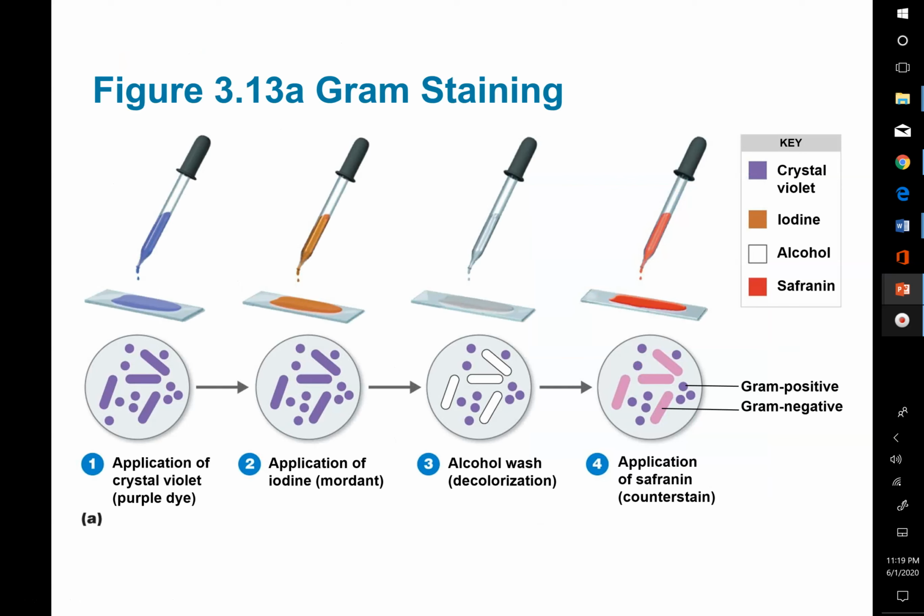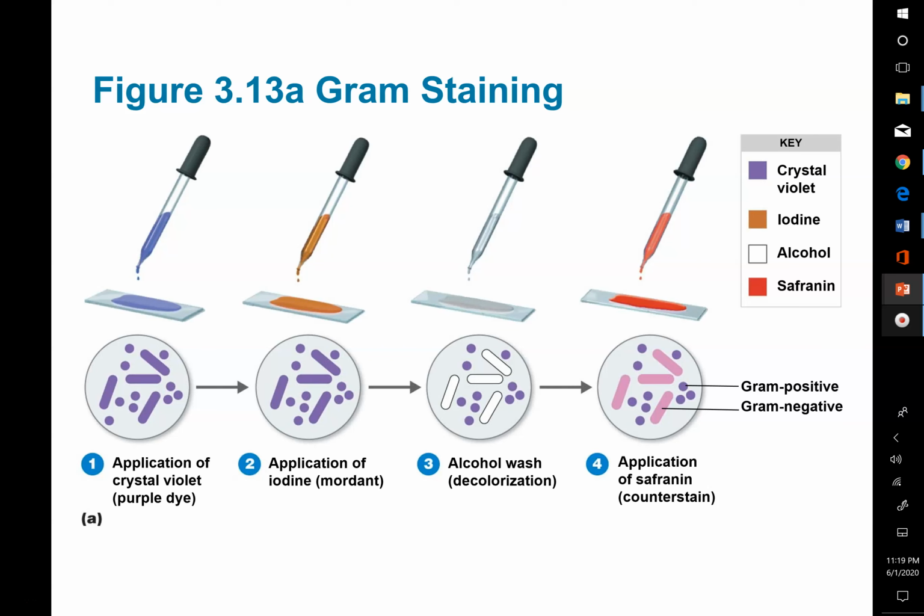So like we just saw in the animation, this is the procedure for the Gram stain. The first step is to apply the primary stain, which is crystal violet. All the bacteria would be stained purple at that step. Then you apply the mordant. The idea of the mordant here is to help the crystal violet stick. And that's because the mordant, which is iodine, combines with crystal violet.